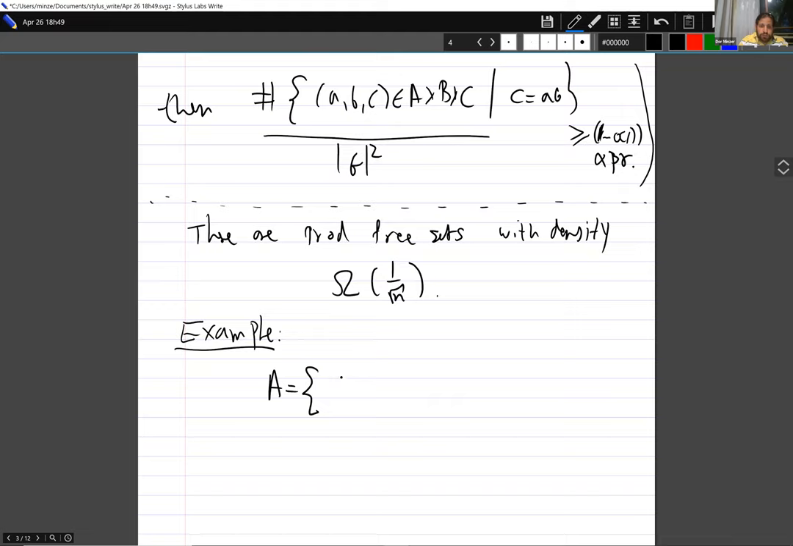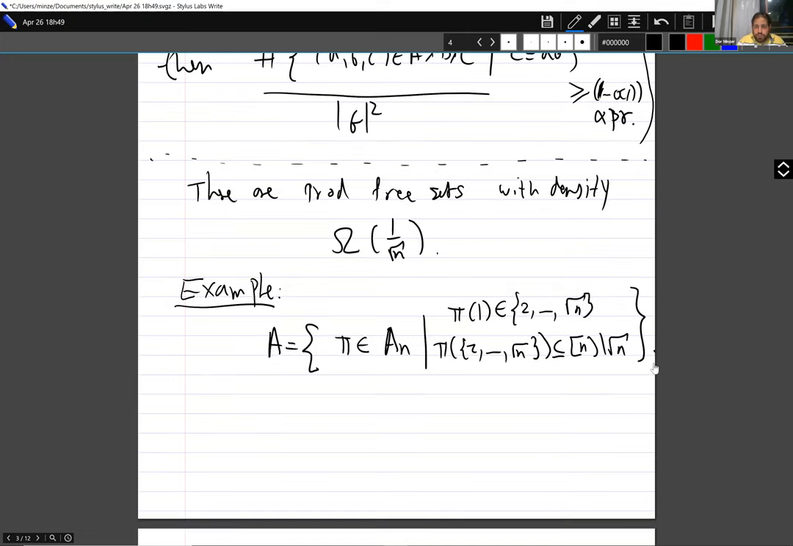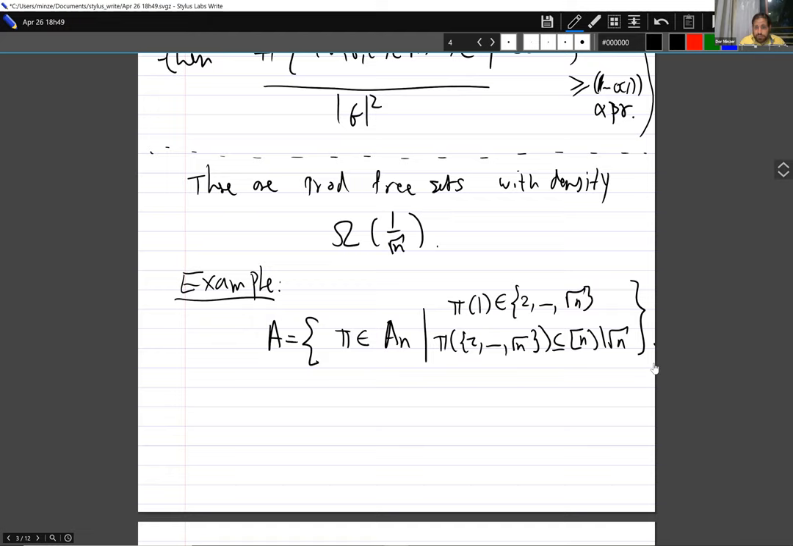So what is the example? Well, you can take all permutations that map the first element to the first 2/√n elements. If you take a permutation at random, this happens with probability 1/√n. But then you want to make sure that there is no product, so you map these elements not to themselves. At least heuristically, if you think about picking a permutation at random, the second condition holds with constant probability, because it's like square root of n events, each with probability 1 - 1/√n. The first event holds with probability 1/√n. So we can prove that the density of A is at least 1/√n.